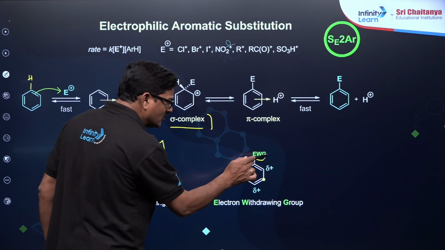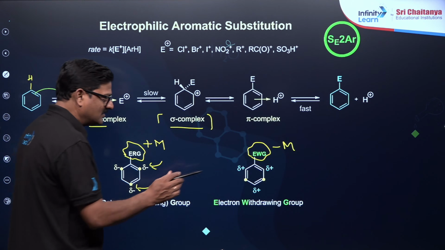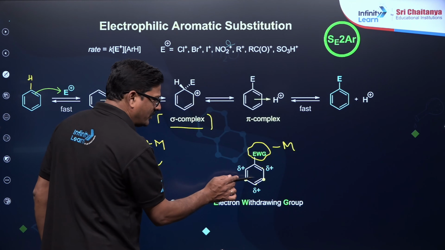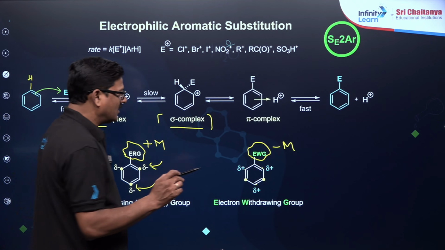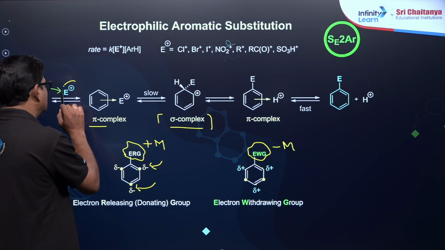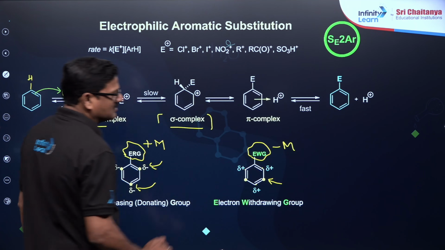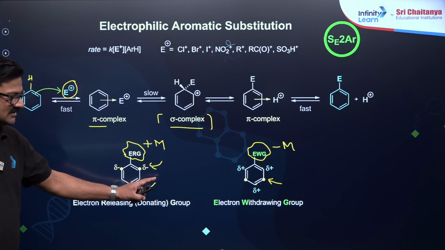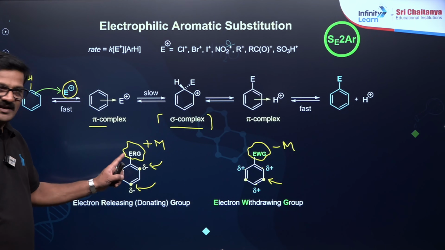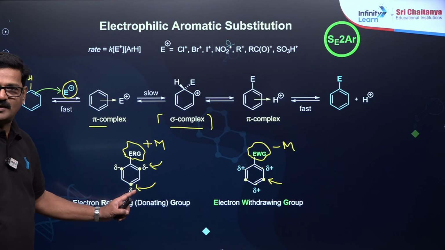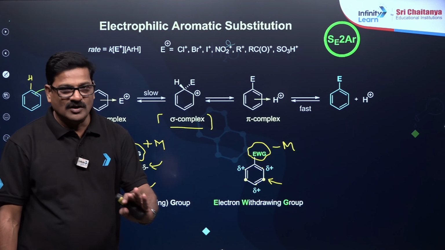If an electron withdrawing group is there, it is going to have maybe a minus M effect. So the electrophile cannot attack at ortho and para positions because those positions carry a positive charge, and the electrophile is a positively charged species. It cannot come and attack there, so only the meta position is possible. So the product: if the benzene has an electron releasing group, the products are ortho and para, and if an electron withdrawing group is there, you get only meta.